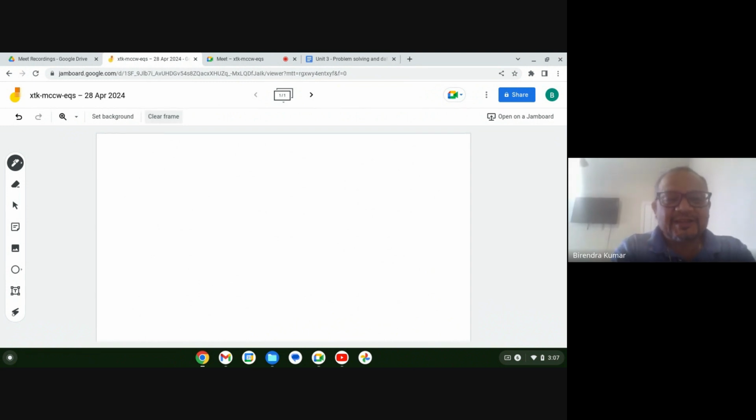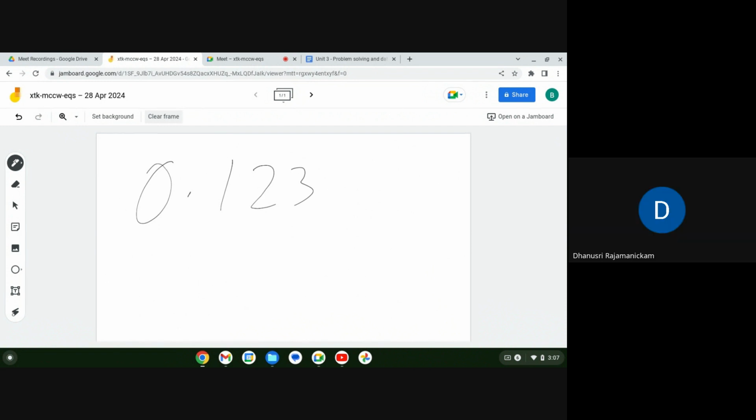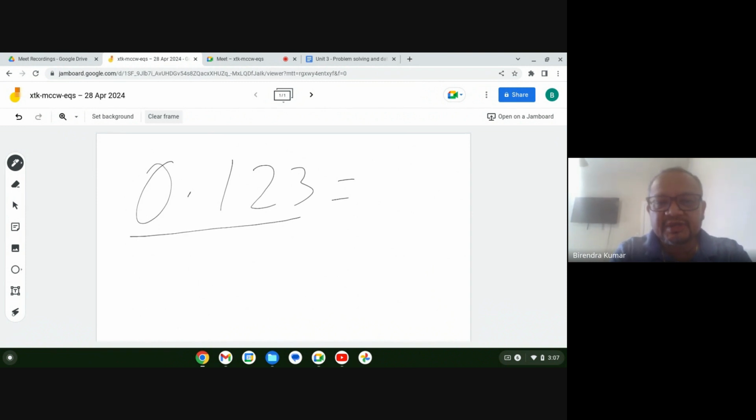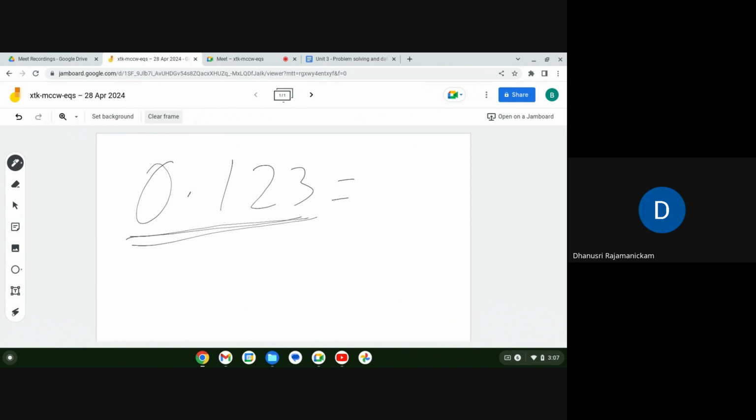Okay. So let's say I have 0.123, if I have to convert this into fraction, how do you do that? I would put it over 100, right? Like it would be 12.3%. Oh, that is percentage. I'm saying if I have to just convert any decimal into a fraction, how do I do that? You put it over 100.